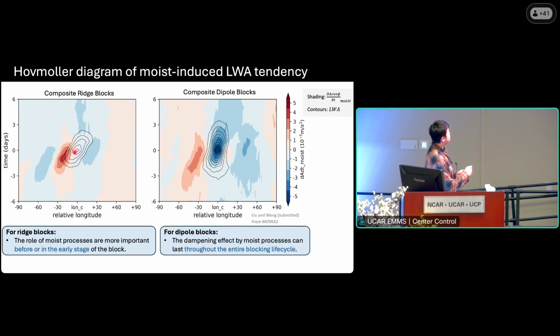So you can see that for ridge block, the role of moist process is only important before and in the early stage of the block, and is relatively trivial in the later part of the blocking life cycle. But for the dipole, you can see that this damping effect is very robust along the entire blocking life cycle, from the beginning to the end of the block. So the persisting effect in ridge and damping effect in dipole is not only robust for this composite, but also robust for individual events.